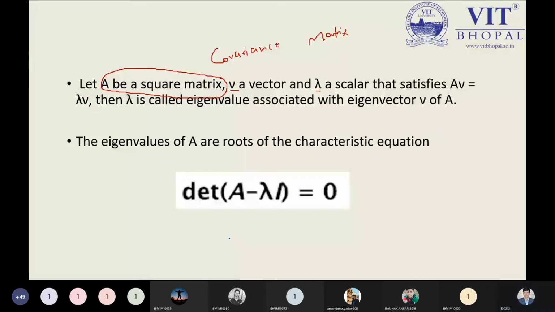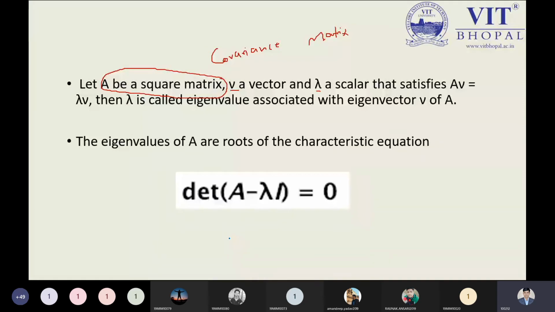The eigenvalues of A are roots of the characteristic equation. These are standard equations we use for determining our eigenvalues, so I am not changing anything over here. Please keep in mind how we are getting the eigenvalues. In the examination, I can extend my question to determine the eigenvalues. Don't worry, because we know how we are getting them. So what is the simple formula by which we can get the eigenvalue?